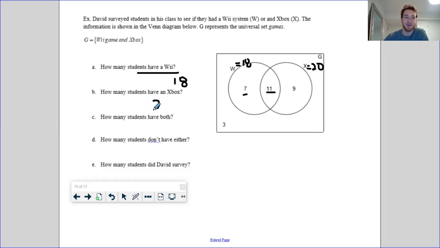How many students have an Xbox? We said 20. How many students have both? Okay, 11. Very good. So this next question is going to be for bonus. I haven't even asked the question. How many students don't have either? 3 is the right answer because you see it on the outside.